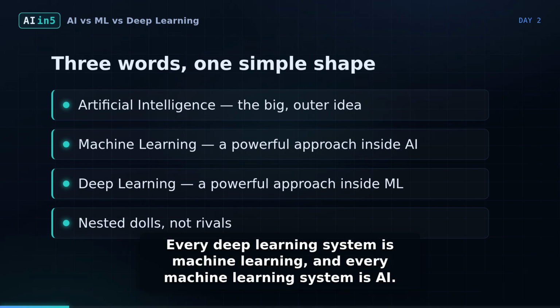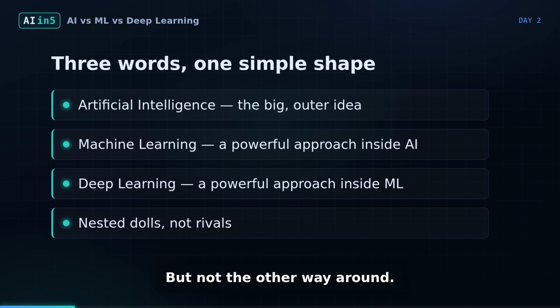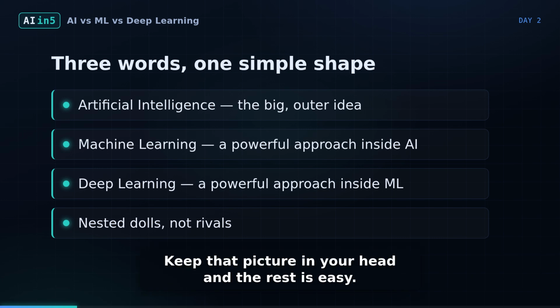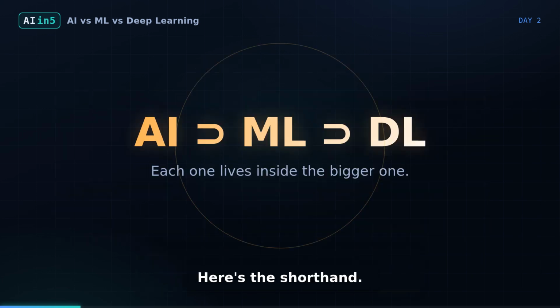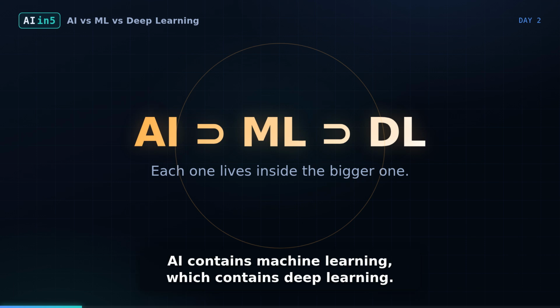So deep learning is a type of machine learning, and machine learning is a type of AI. They're nested. Every deep learning system is machine learning, and every machine learning system is AI. But not the other way around. Keep that picture in your head, and the rest is easy. Here's the shorthand. AI contains machine learning, which contains deep learning.